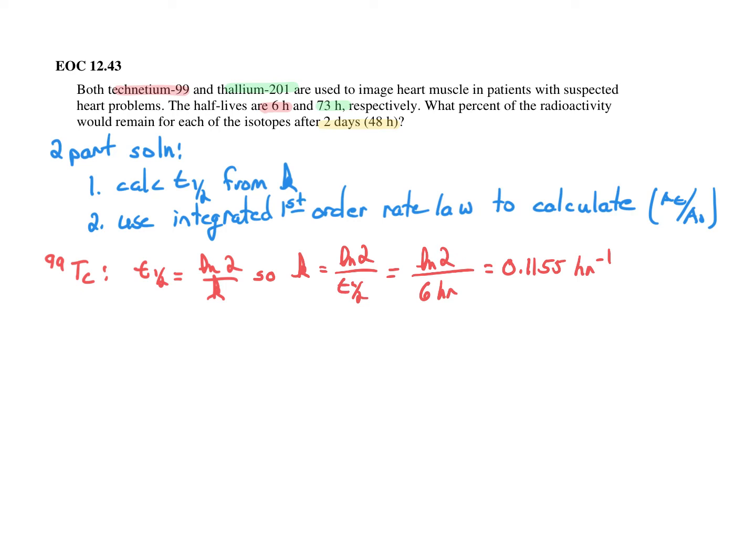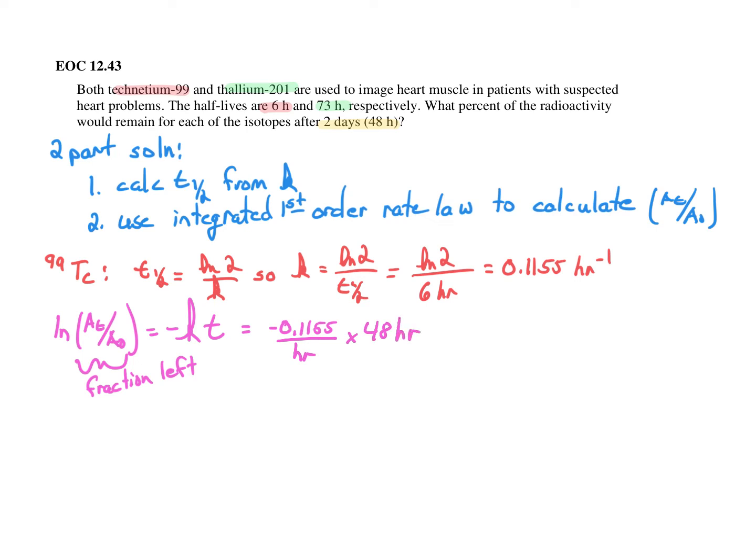Now we apply the integrated first-order rate law. It tells us that ln of AT to A0 is equal to minus K times T. Now note this AT to A0 is the fraction that's left after some amount of time. Let's put in our numbers. We're carrying extra sig figs, so we have negative 0.1155. The units are hours minus 1, so hours goes in the denominator, and we're going to multiply that by 48 hours. This gives us the value of minus 5.545. Okay, so let's remind ourselves, this is the natural log of AT to A0.